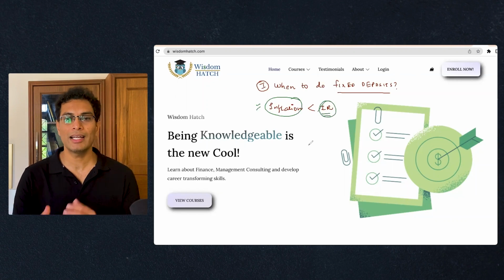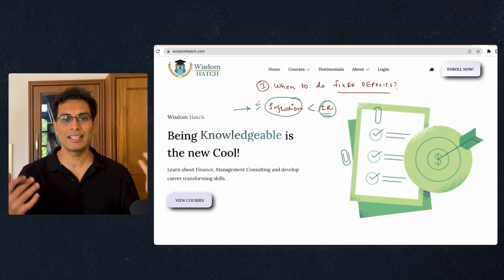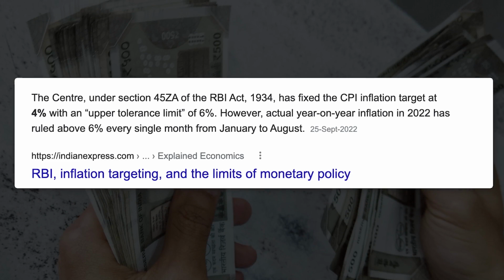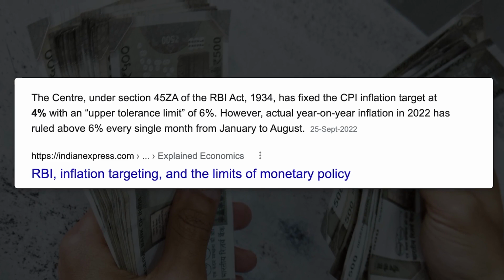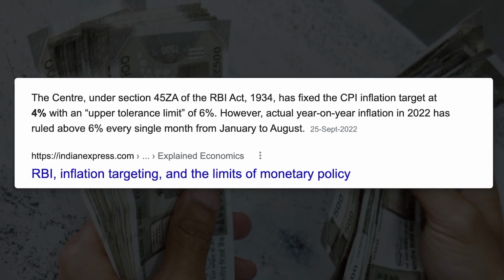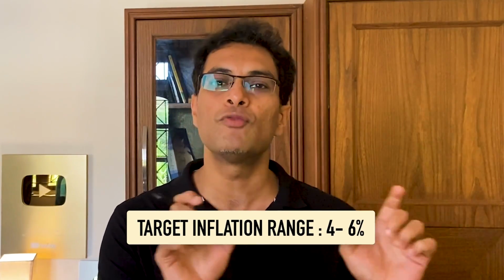Now, what do I mean by that? Let me quickly explain this. This is the math that you need to keep in mind while doing fixed deposits. If we talk about inflation in India, the target level of inflation is between 4 to 6%. Right now, the inflation is high, roughly around 7.5%. But the RBI has decided that on the higher side, we need to keep the inflation at roughly 6%, and the best case scenario would be 4%. So the target inflation range becomes 4 to 6%.